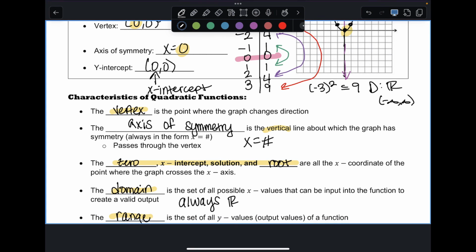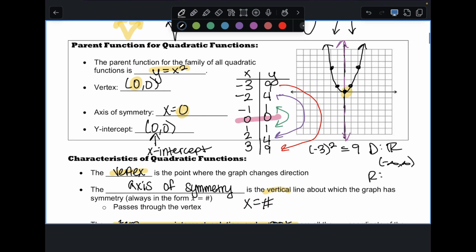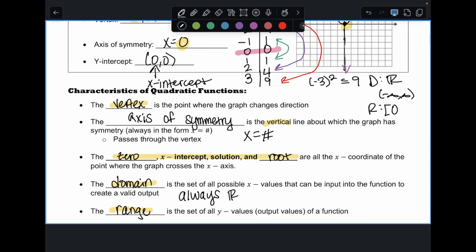Your range is what's going to change. Your range, if we look at this graph, do I have points down here? No. When do my points start? 0. Is 0 included or excluded? Included. So we include it, 0. And am I good all the way through to infinity? Yeah. Infinity.